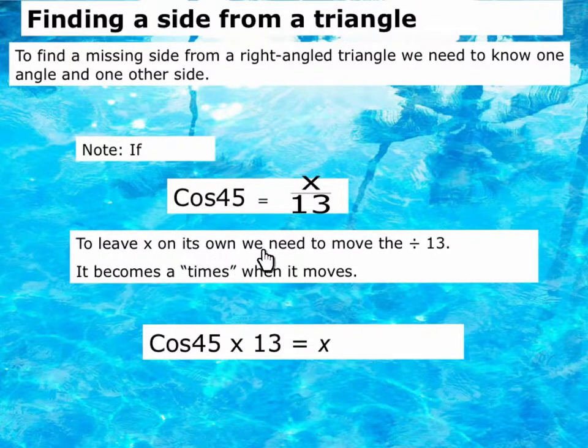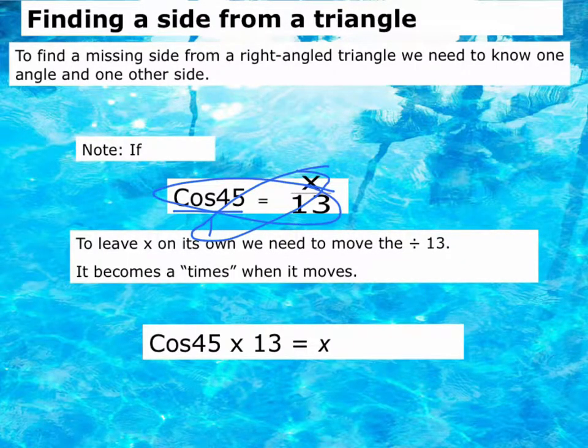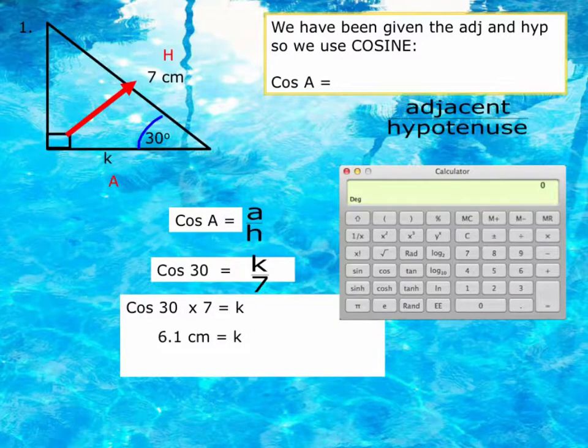To leave x on its own, we need to move the divided by 13, and it becomes a times when it moves. Really what it's saying is that if I put this all over 1, I can cross multiply, and I would get x times 1 is equal to cosine of 45 times 13. Plug that into your calculator, and you would be given this side length of x. Here's the first example on how to find the side length.